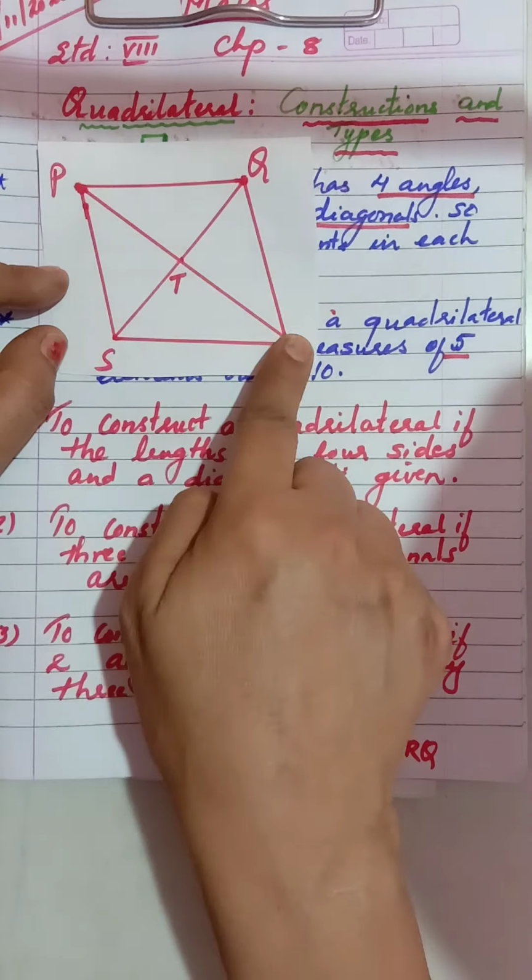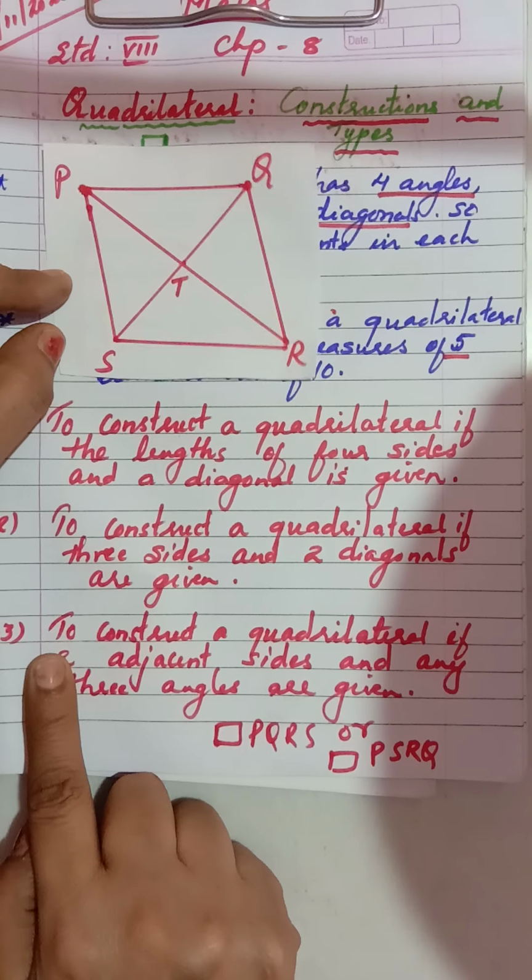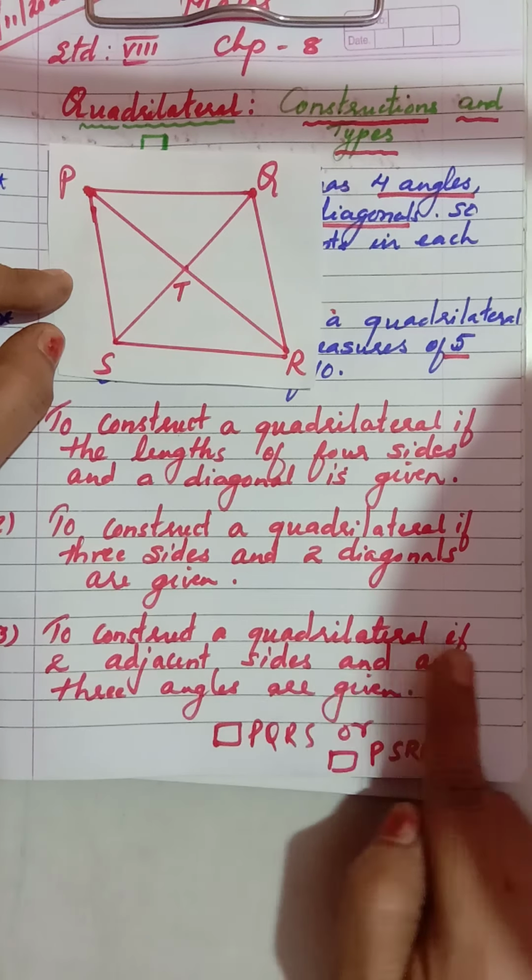Or sometimes first 1, 2, 3 sides. Okay. So any 3 sides will be given and 2 diagonals measurement will be given, and we have to construct a quadrilateral. Third condition is to construct a quadrilateral if 2 adjacent sides and any 3 angles are given.